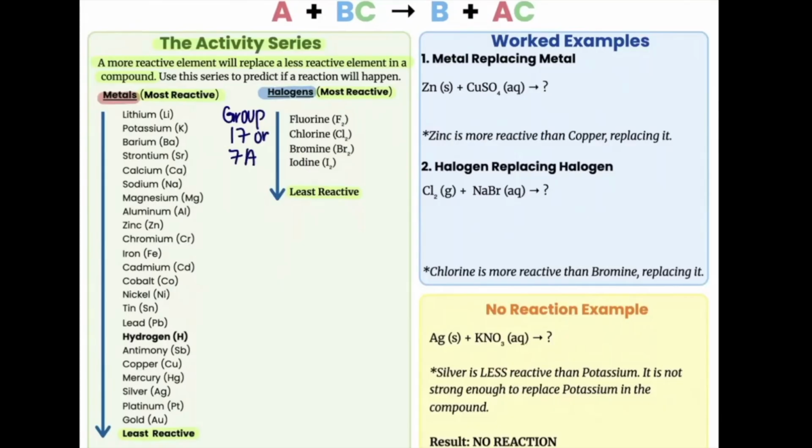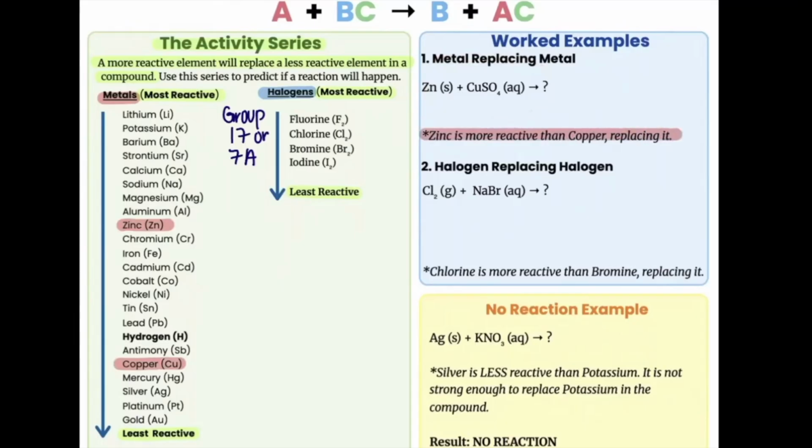Now let's try a worked example together. Here you have Zn, zinc, reacting with copper(II) sulfate, CuSO4, and you're trying to predict the product. The first thing you want to do is check the activity series. And I see here that zinc is above copper. So I know the reaction will occur.